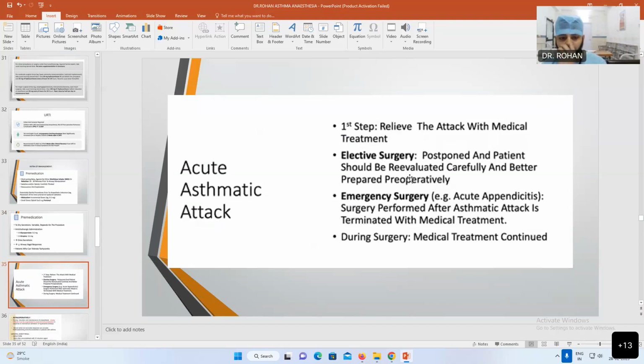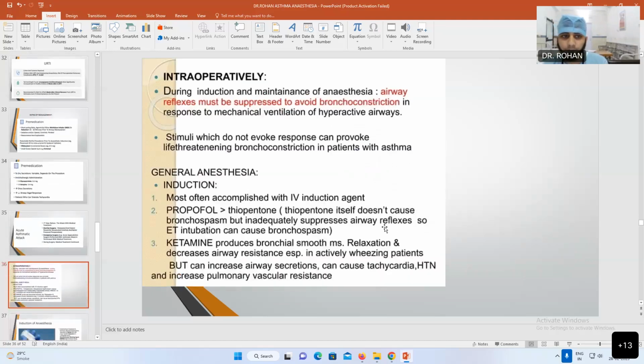If the patient has a significant attack while on the OT table and it is an elective surgery, the surgery can be postponed and rescheduled once the patient becomes medically stable. If it is an emergency surgery like acute appendicitis, surgery is performed after the asthmatic attack is terminated with medical management. The main aim is that airway reflexes must be suppressed to avoid bronchoconstriction in response to mechanical ventilation of a hyperactive airway.